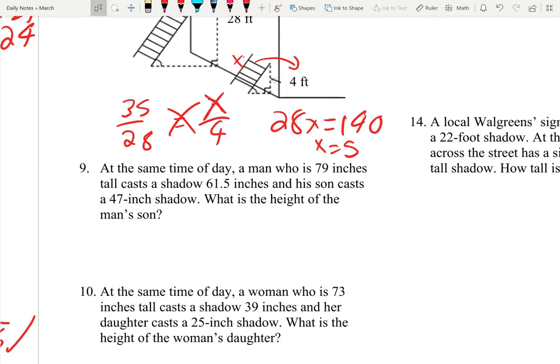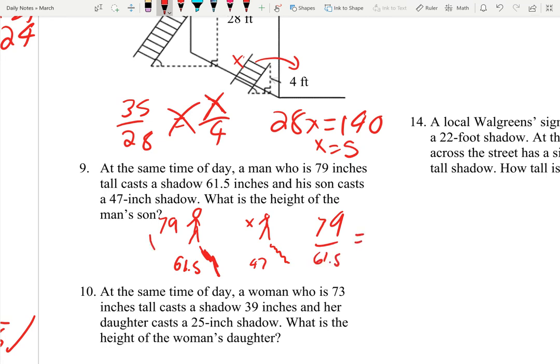At the same time of day, a man who is 79 inches tall casts a shadow 61.5 inches long. And his son casts a shadow that is 47 inches long. So how tall is his son? So we can set up our proportions and cross multiply like every other problem here. So 79 to 61.5 is the same as x to 47. So just cross multiply and solve.